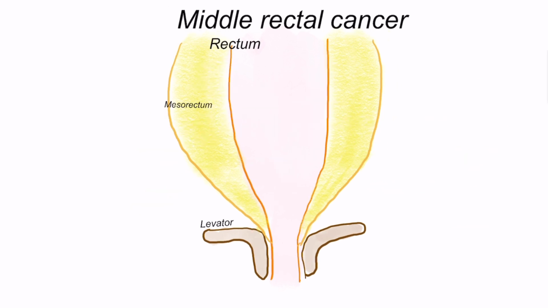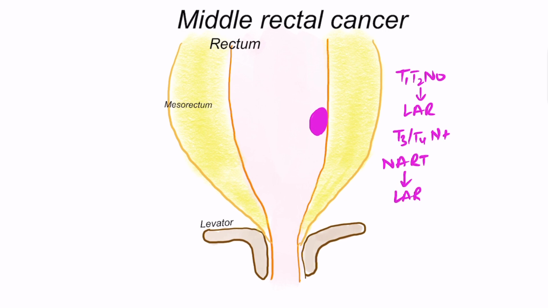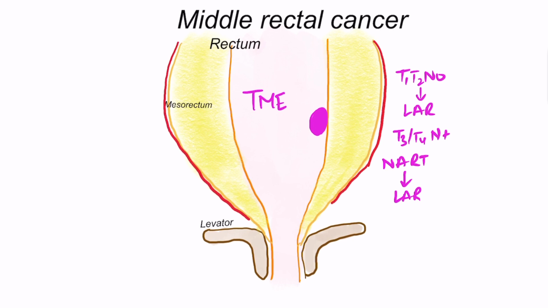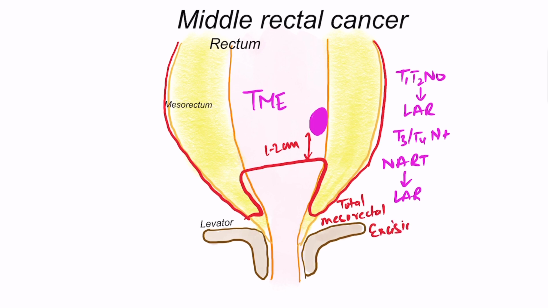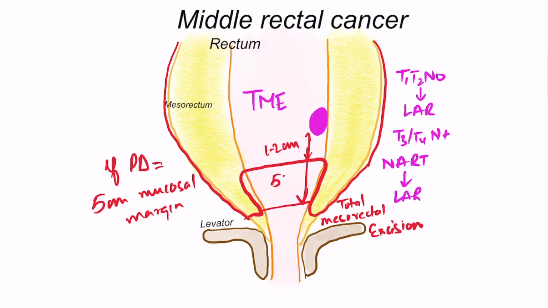In case of middle rectal cancer, in early stages low anterior resection is done. In advanced non-metastatic, T3 or T4 or node-positive disease, neoadjuvant radiotherapy is given followed by LAR. Total mesorectal excision is inherent part of low anterior resection for middle and lower rectal cancer. Bowel is transected at 1-2 cm distal margin with complete mesorectal removal. For poorly differentiated tumor, 5 cm mucosal margin is usually acceptable.